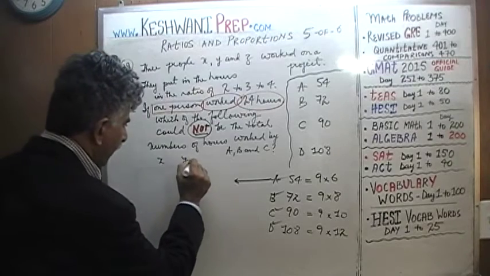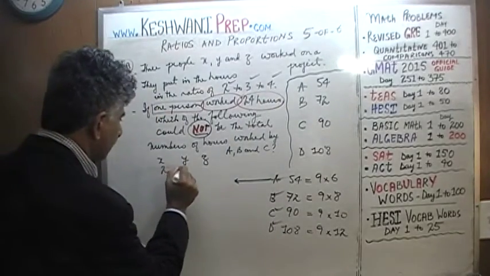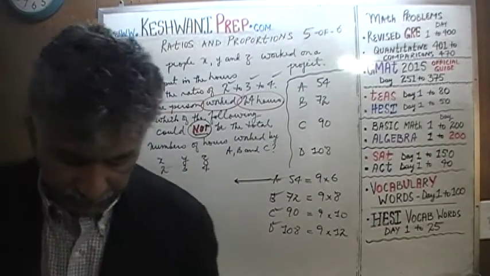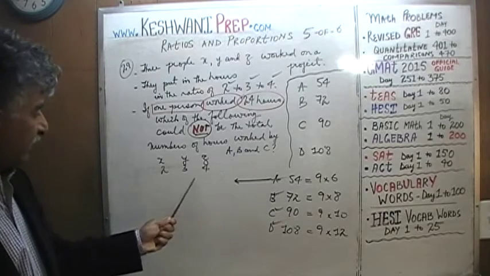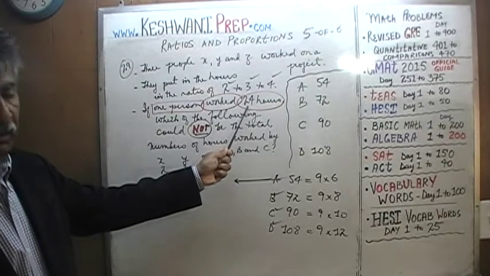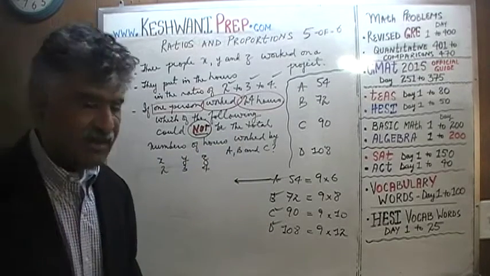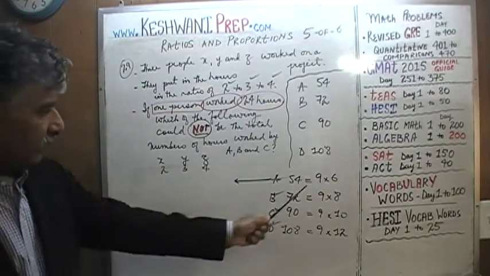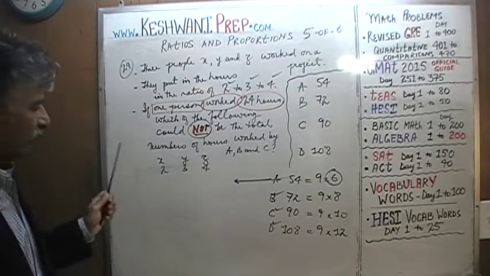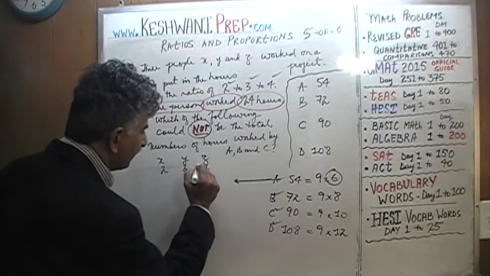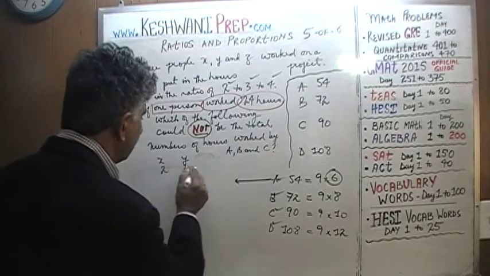So we have X, Y, and Z, and we know they worked in the ratio of 2 to 3 to 4. If they did in fact work 54 hours total, then one of these three people has to work 24 hours. We have to show somehow that given the fact that they work 54 hours total in the ratio of 2 to 3 to 4, it is possible for one person to have worked 24 hours. It is times 6, you see. 2 times 6 is not 24, 3 times 6 is not 24, it is Mr. Z who worked 24 hours.